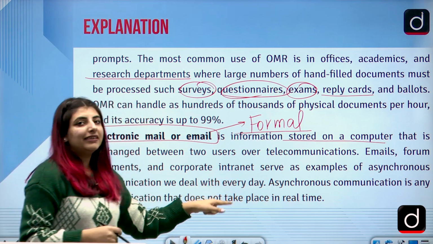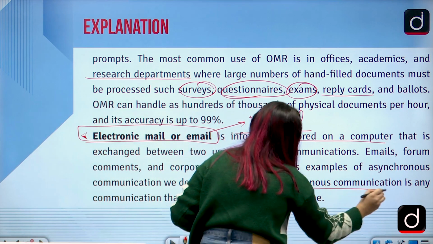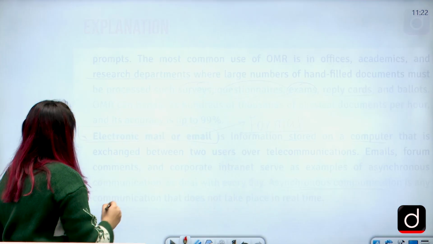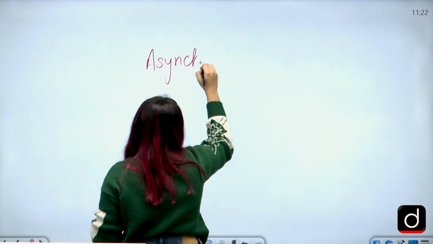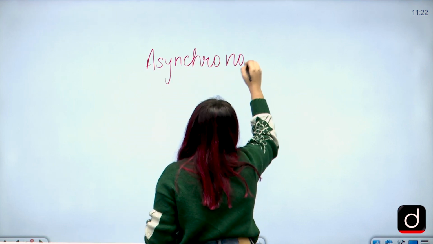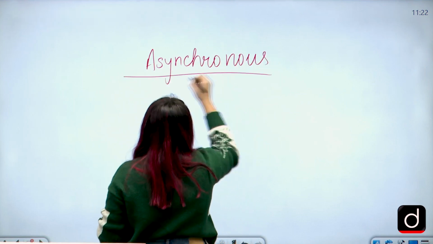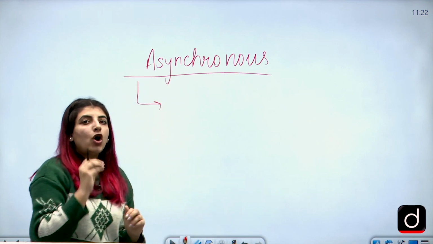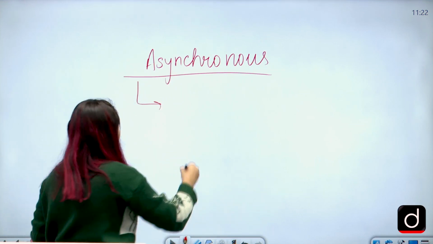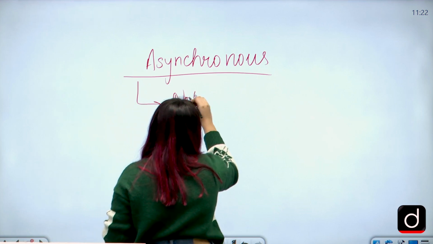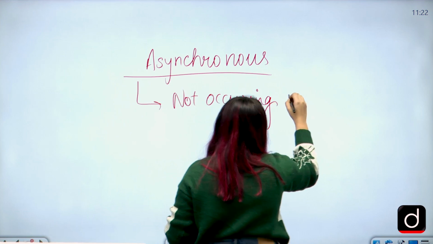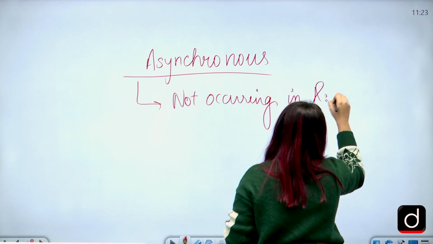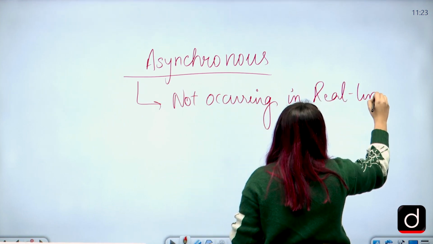And emails are an example of asynchronous communication. What do we mean by asynchronous communication? Any type of communication which is not occurring in real time. What do we mean by real time?